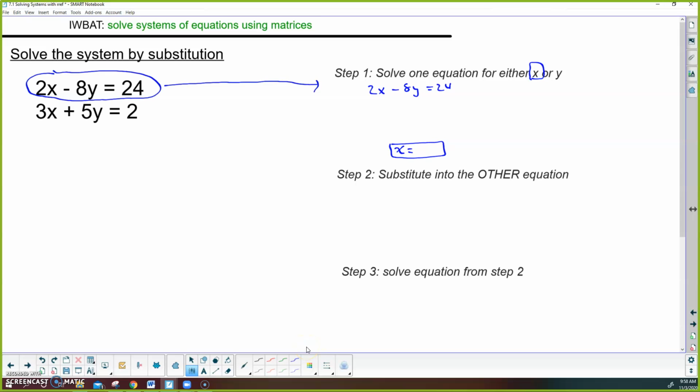All right, let's take a look at this. So I want to solve for x, which means I'm going to move the y over to the other side. And then I'm going to divide everything by 2. Now notice, that doesn't give me an answer, right? It gives me what x is equal to. So now that I know what x is equal to, we're going to go to the other equation and plug in what x is equal to.